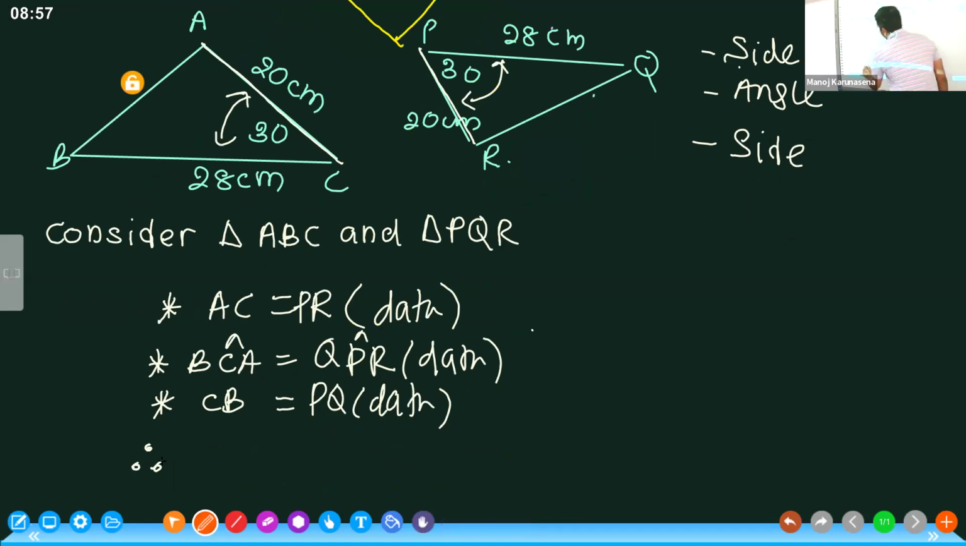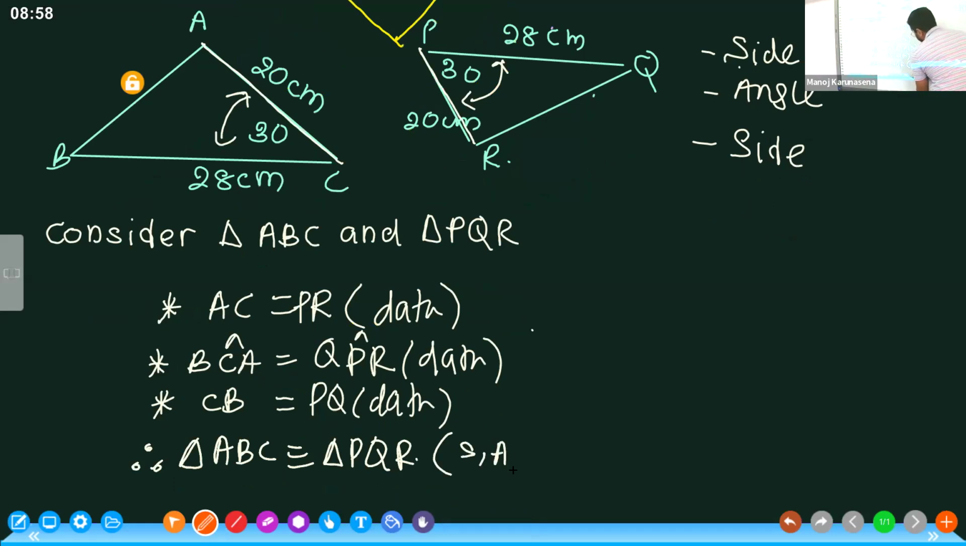Therefore, triangle ABC is congruent to triangle PQR. What is the case? Side, angle, side. So you have to write the case as well. Clear? You have to write the case as well. Is that clear? Yes. Please write this information.